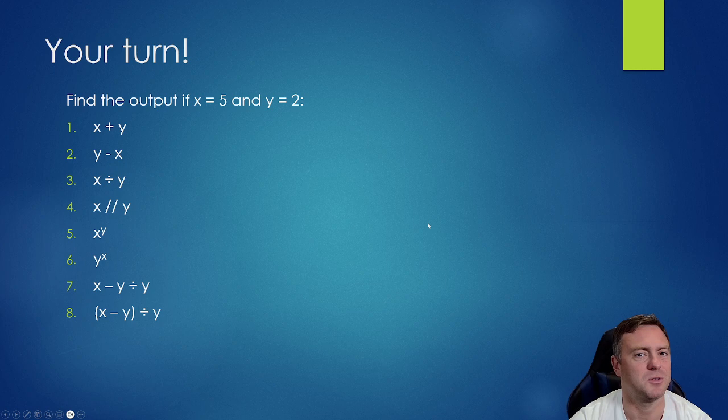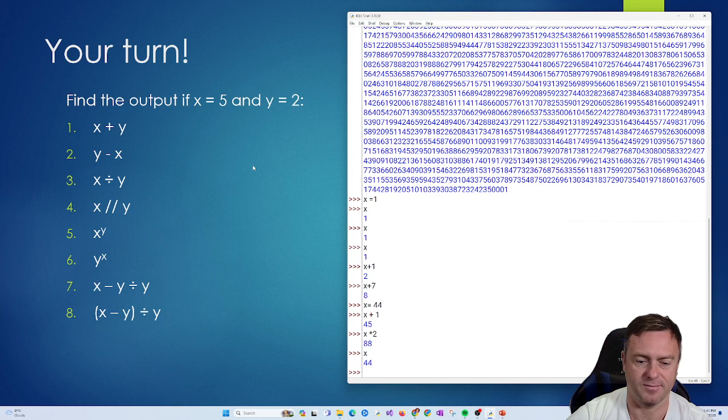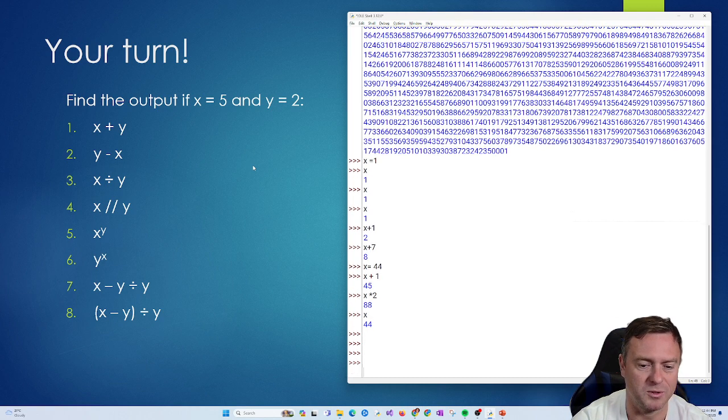Have a go at this. So try and store these five variables. So x is equal to 5, y is equal to 2, and then see what the output is by changing with those different values. So just pause the video, have a go.